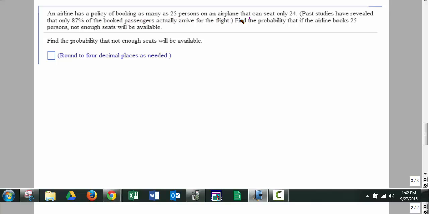So as we're reading this, it says an airline has a policy of booking as many as 25 persons on an airplane that can seat only 24. Past studies have revealed that only 87% of booked passengers actually arrive for the flight. Find the probability that if the airline books 25 persons, not enough seats will be available. So first of all, is this a binomial experiment? As each person either shows up or doesn't show up, there are 2 different outcomes, success or failure. So first, do I know my fixed number of n trials? I do. N is 25 trials, known in advance.